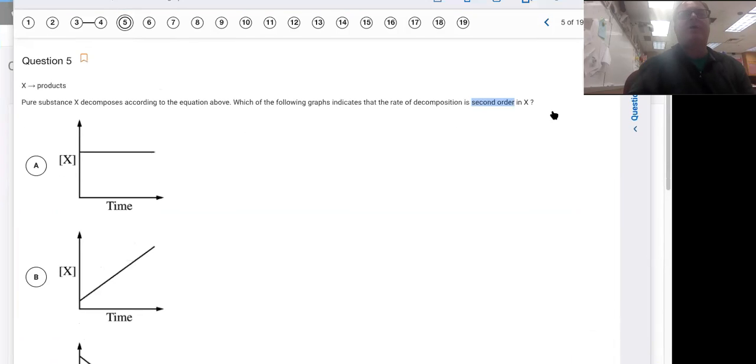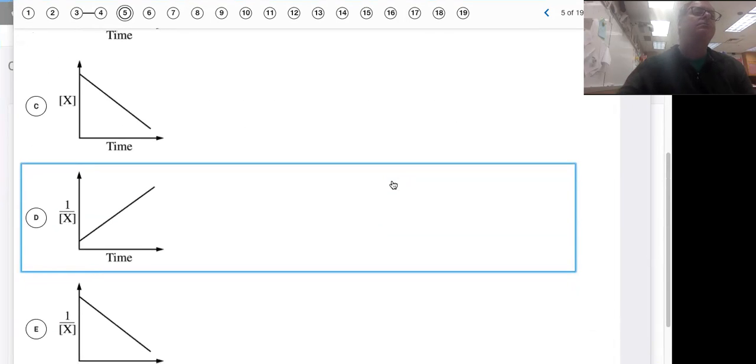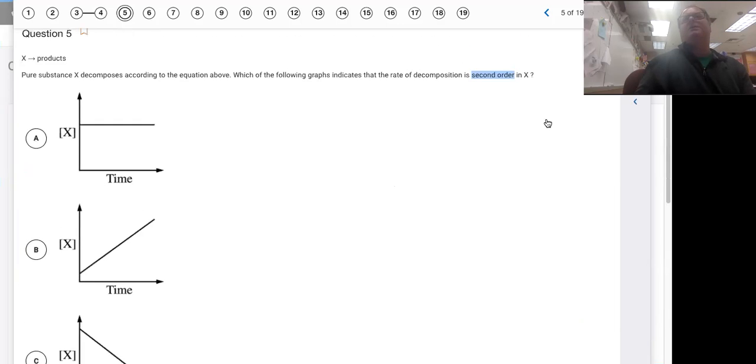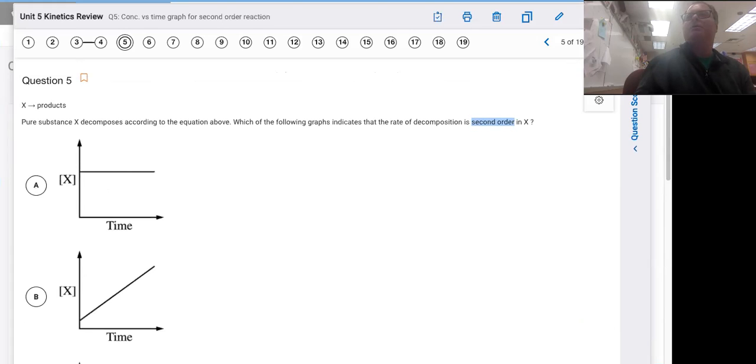Basically, we're squaring that concentration. If 1 over X is increasing, that means that X is decreasing, right? Yes. Okay. And it is squared here because of the second order. That's why we get a positive slope as well.